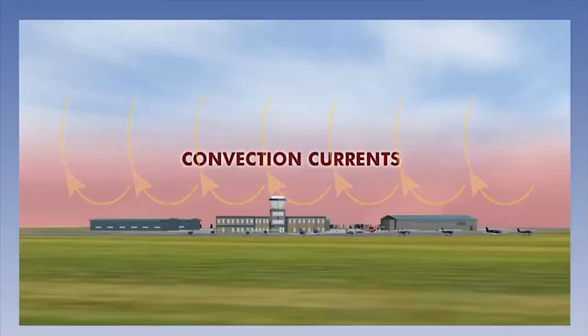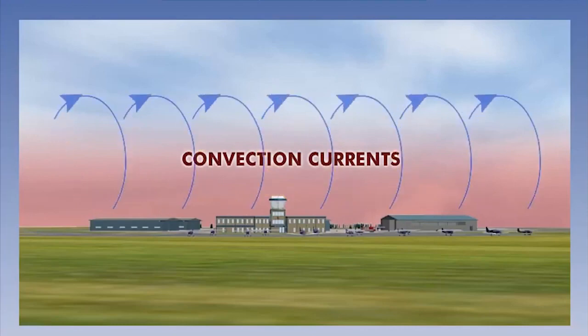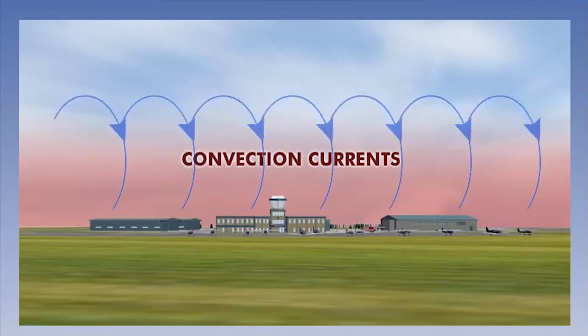The next process we are going to consider is convection. Convection is simply the way in which warmer, less dense air rises. Cooler, more dense air will tend to sink, replacing the rising pockets of warmer air.